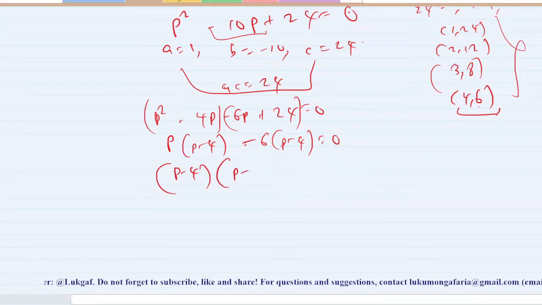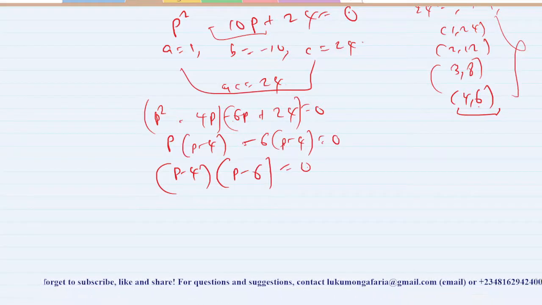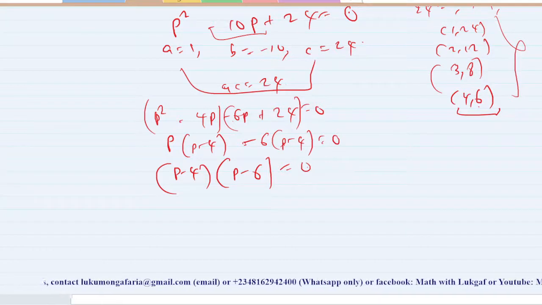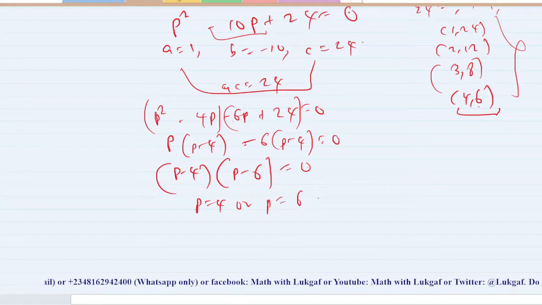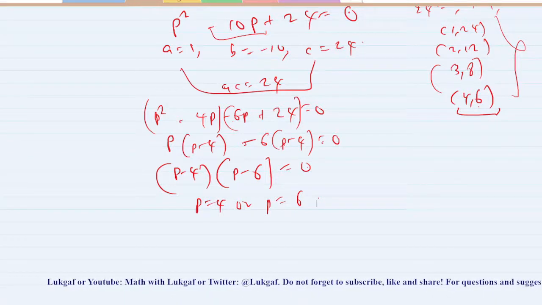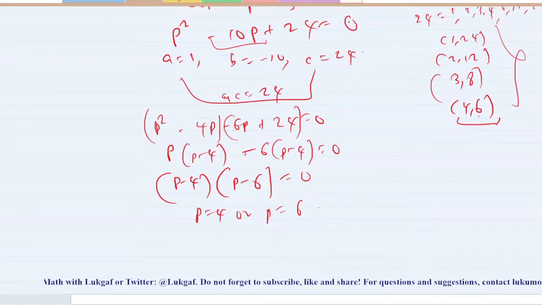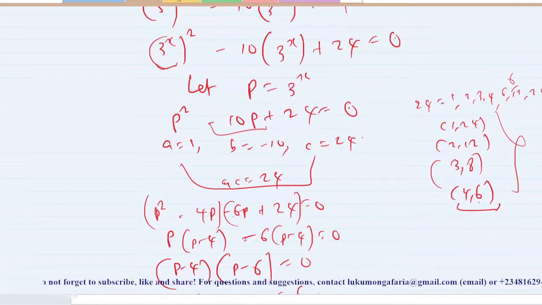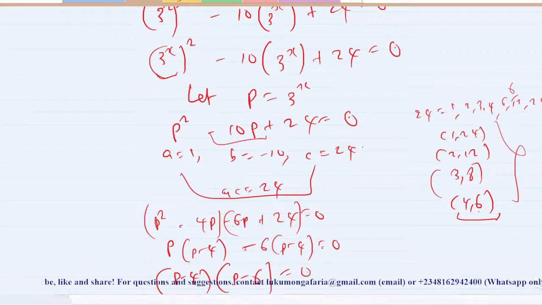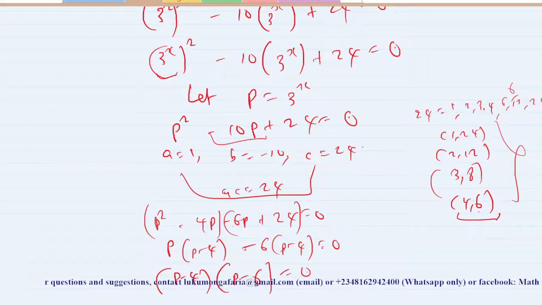And two numbers are said to be 0 if what? So if their product, if either one of the numbers is 0. So then you have p is equal to 4 or p is equal to 6. Hope I didn't make any mistake here. Let me check it. Yeah, no mistake. Okay, let's proceed.